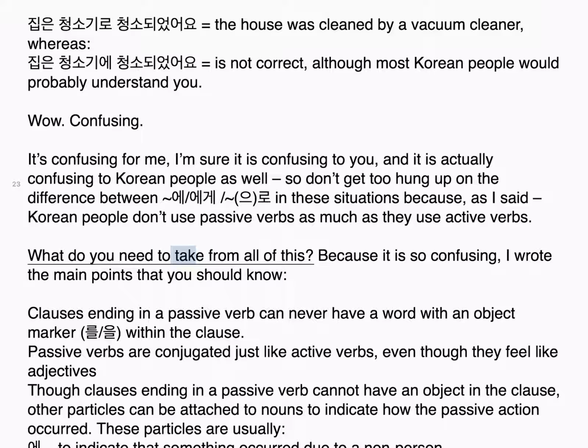What do you need to take from all of this? Because it is so confusing, I wrote the main points that you should know. Clauses ending in a passive verb can never have a word with an object marker 를. Within the clause, passive verbs are conjugated just like active verbs, even though they feel like adjectives. Though clauses ending in a passive verb cannot have an object in the clause, other particles can be attached to nouns to indicate how the passive action occurred.